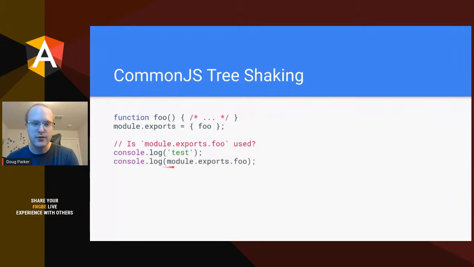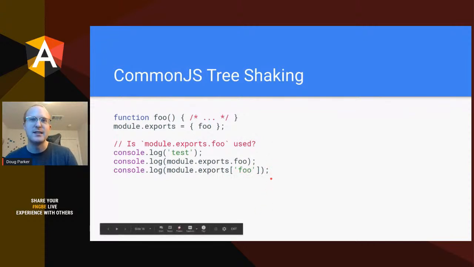In other cases, console.log module.exports.foo. In that case, it's used. We would need to keep it. And hopefully a bundler could figure that out. That's a pretty straightforward usage. But then we can do something like module.exports string lookup of foo, which is a little bit roundabout, but these two are basically the same thing.